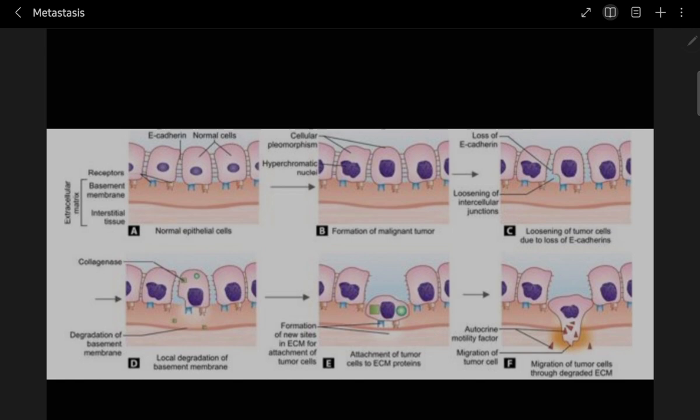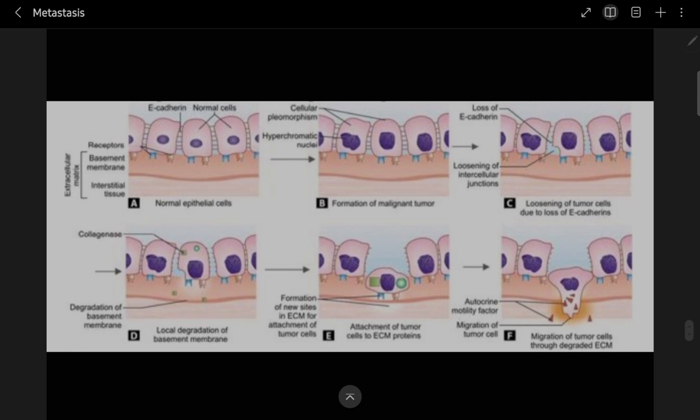Together they are called the extracellular matrix. What happens is that suddenly these normal cells, due to some external stimuli, undergo pleomorphism, with a hyperchromatic nucleus, the features of tumor cells, and the formation of a malignant tumor starts taking place. Then the E-cadherin molecule is lost, because adhesion between the cells is lost. So the loosening of the intercellular junction starts, and the tumor cells are now loosened due to the loss of E-cadherin.